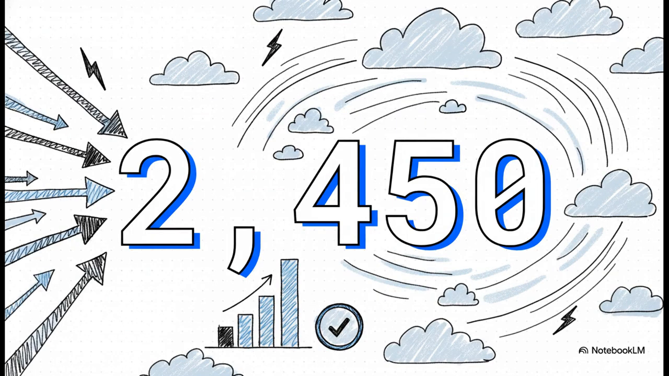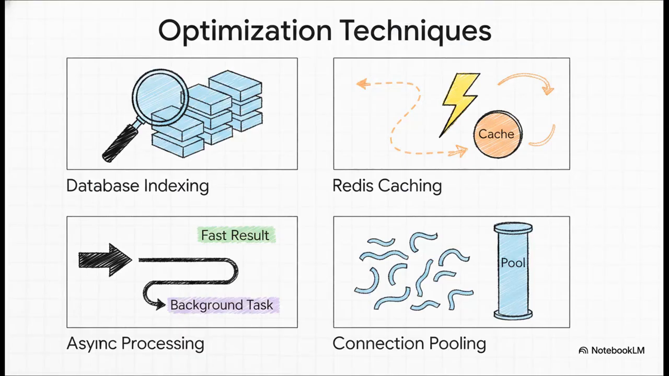And let me tell you, this specific architecture delivers. During their load testing, the SnapLink system successfully handled 2,450 requests per second. They tested this with 500 concurrent users hitting the system all at the exact same time, and they recorded 0 errors. 0. That is the very definition of production-ready scalability. But pulling off 2,450 requests per second with 0 errors doesn't just happen by accident.